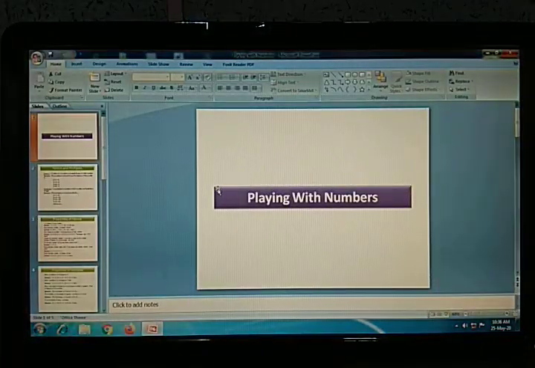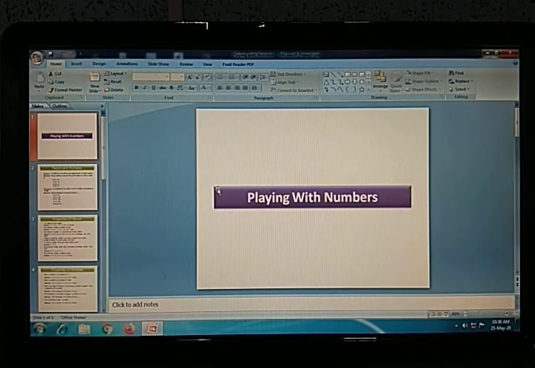So that's it for today's topic. Go through your textbooks for better understanding, and also practice finding the factors and the multiples, and try to find out which are the perfect numbers.